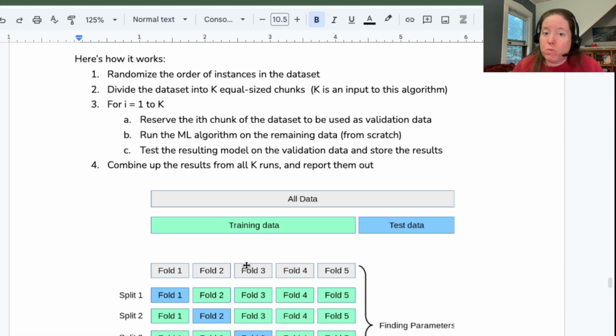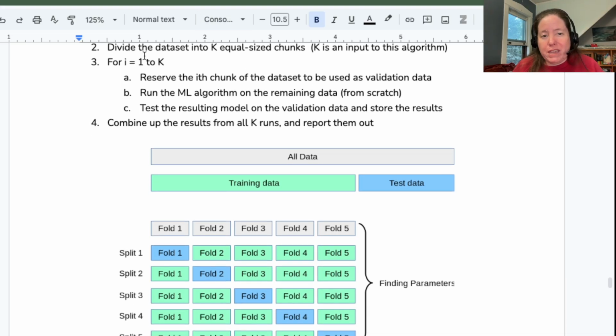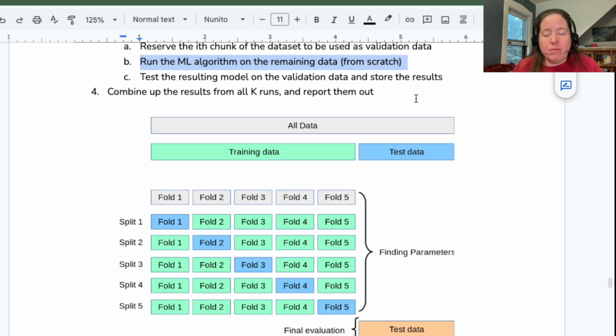We are going to randomize the order of instances in the data set just to be sure. And then we're going to divide the data set into k equal sized chunks. Cross-fold validation will sometimes actually be called k-fold. The picture I have here is 5-fold validation because we're dividing the data into 5 chunks. And then, 5 times, we repeatedly pull out a different chunk to be our validation data, and we rerun the machine learning algorithm from scratch on the remaining data. And then we test and see what the results are.